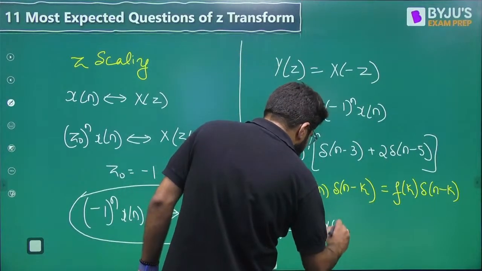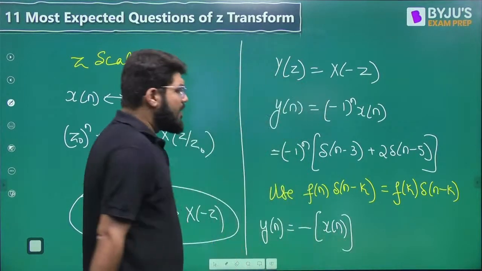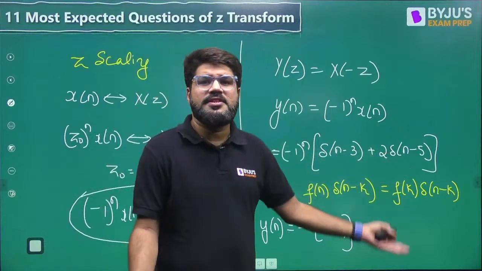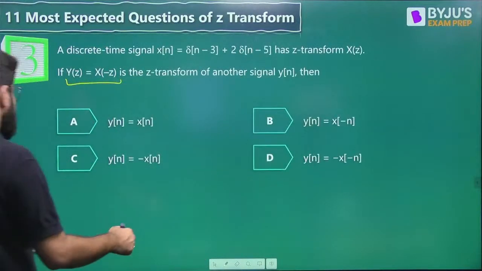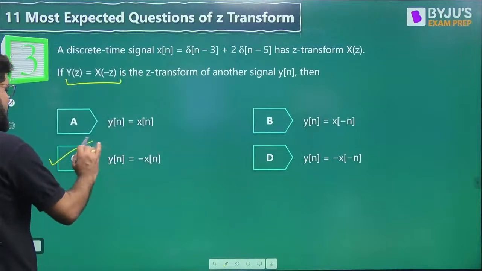If you take the minus outside, whatever is left is just equal to x[n]. Let me know any confusion with the calculation. So the correct answer here is minus x[n].